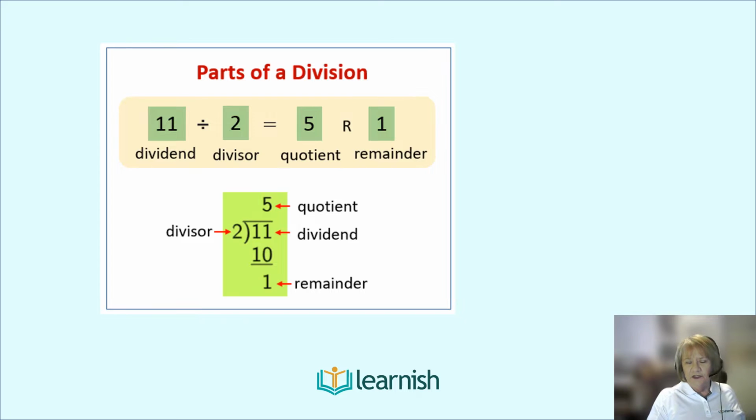Let's look at the parts of a division problem. My students know that I am big on vocabulary because math has a vocabulary of its own, and you have to understand the vocabulary to talk about the math. So let's look at this division problem. The 2 here is a divisor. That's what we're going to be dividing by. This dividend, 11, is the number that we're going to divide into equal parts.